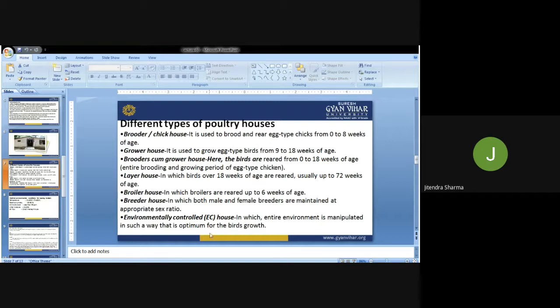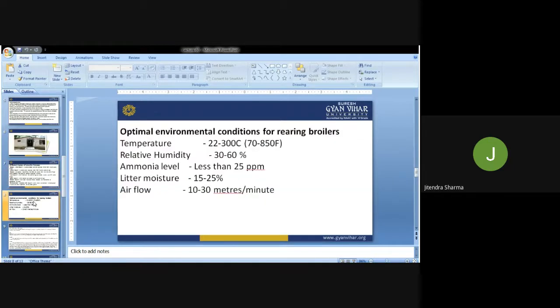Now we'll have another discussion on the optimum environmental conditions for rearing broilers. This is specifically for broilers, what kind of environmental conditions are required. So let us have a look at them one by one.